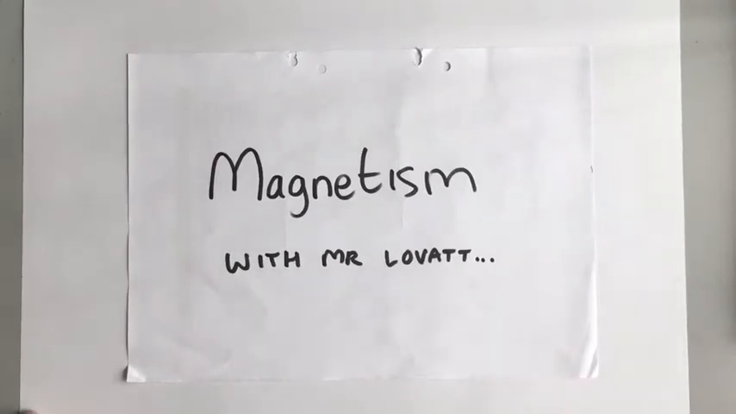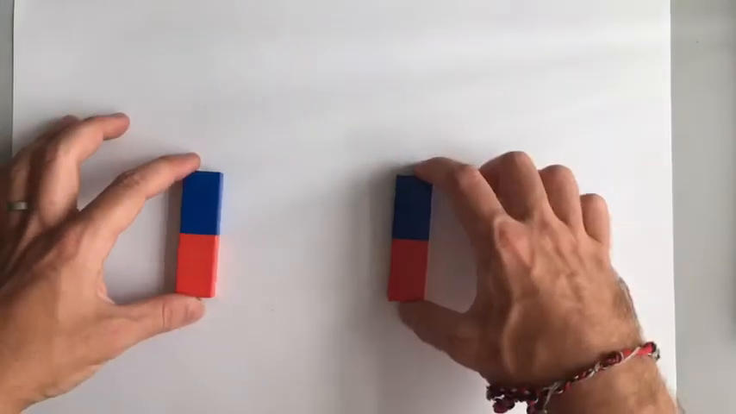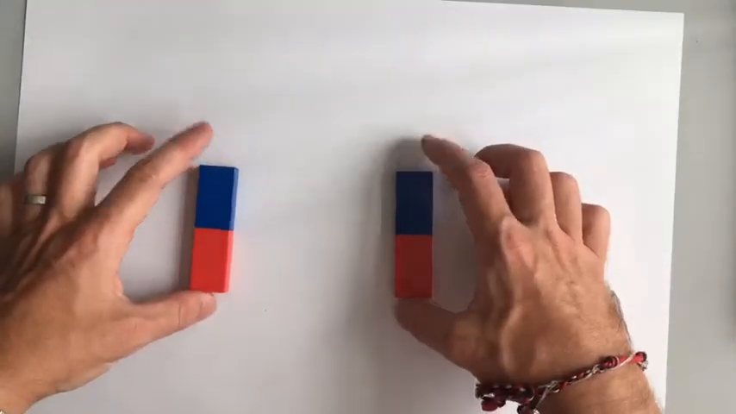This is a GCSE video about magnetism. Now, most of us have seen magnets, and often they look like this. They're given specific colours to indicate which end is which.